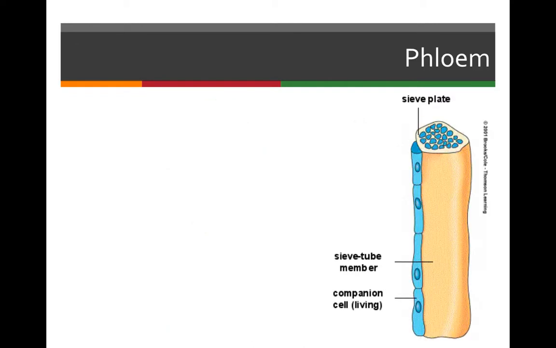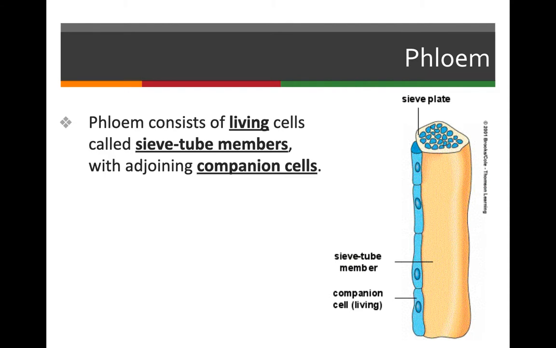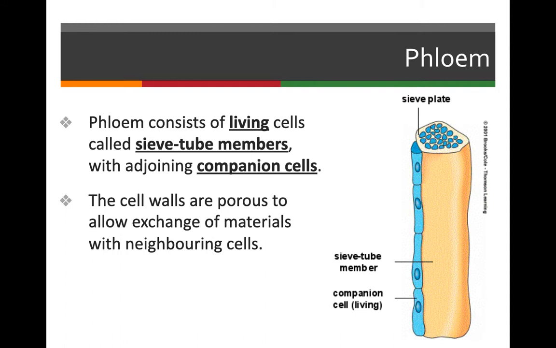So now let's talk about the phloem. So one of the differences between xylem and phloem is that phloem consists of living cells. So it consists of cells called sieve tube members and then companion cells that are right beside them. And the cell walls of the sieve tube members are porous so that materials can go in and out.